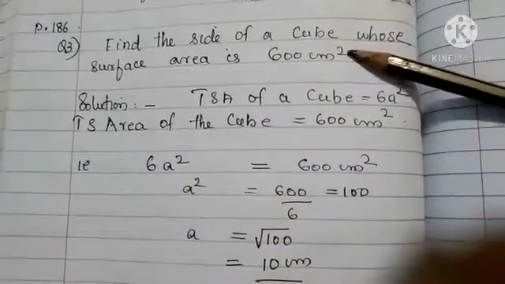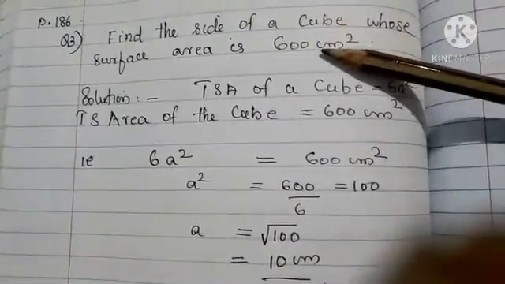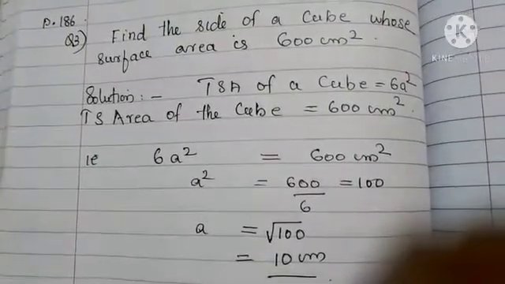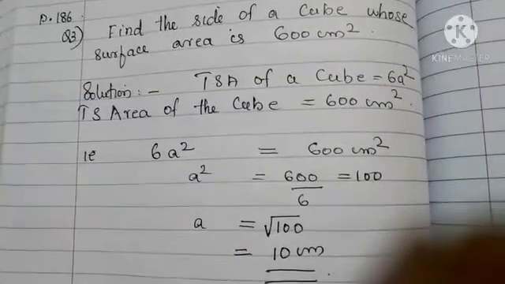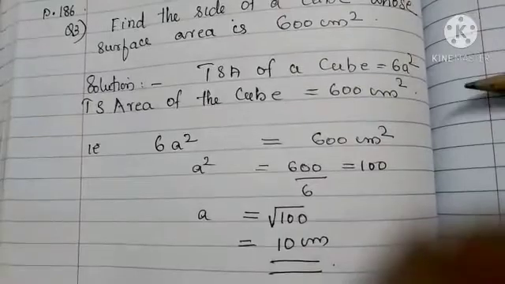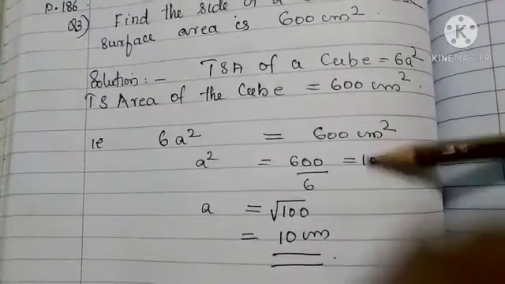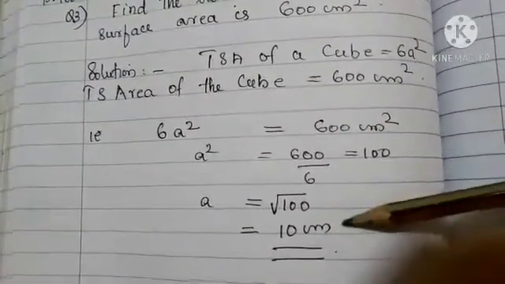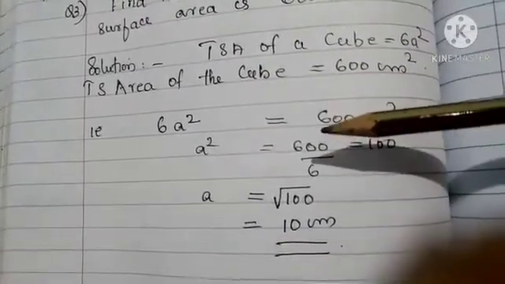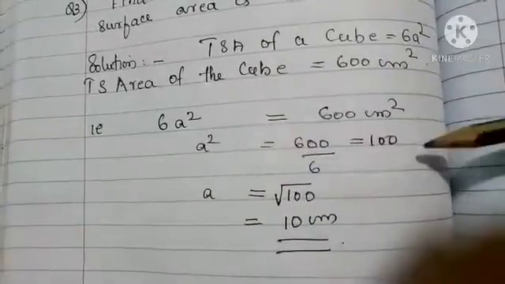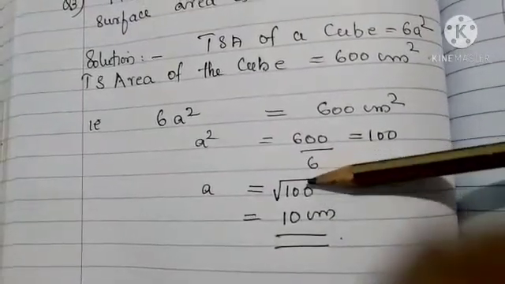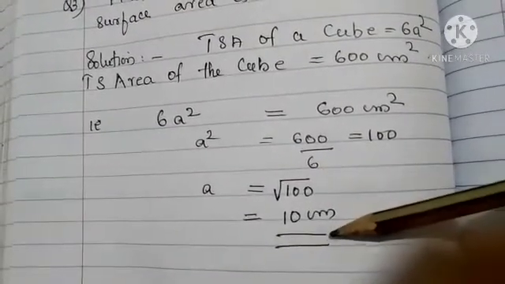Find the side of a cube whose surface area is 600 centimeter square. Here the surface area is given. What is the formula? TSA of a cube is 6a square. That 6a square is 600 centimeter square. So a square will be 100. a is equal to the square root of 100. Why? a square is equal to 100, then a is equal to its square root. Square root of 100 is 10 centimeter. Okay.